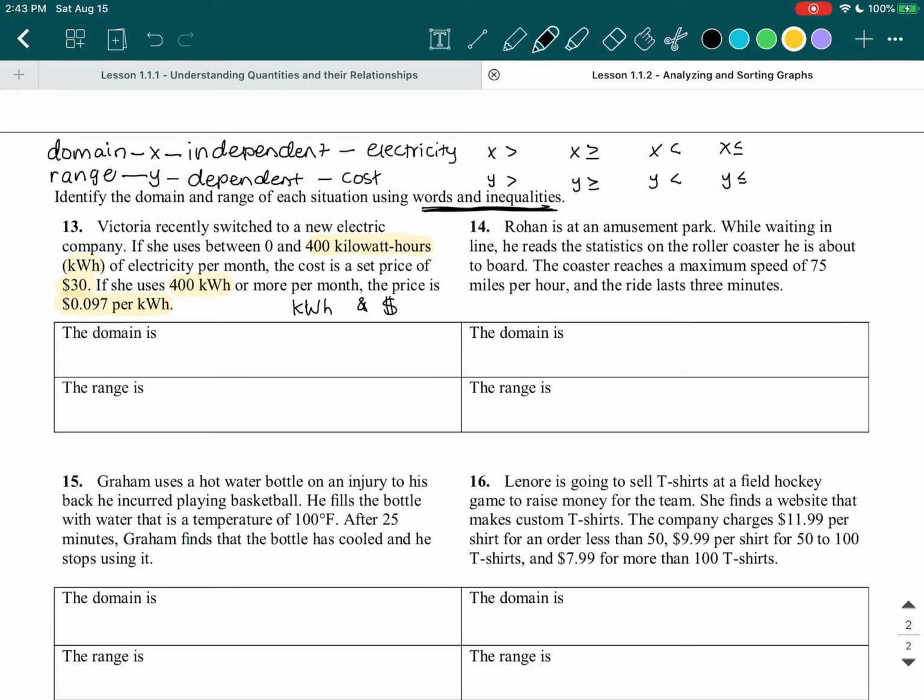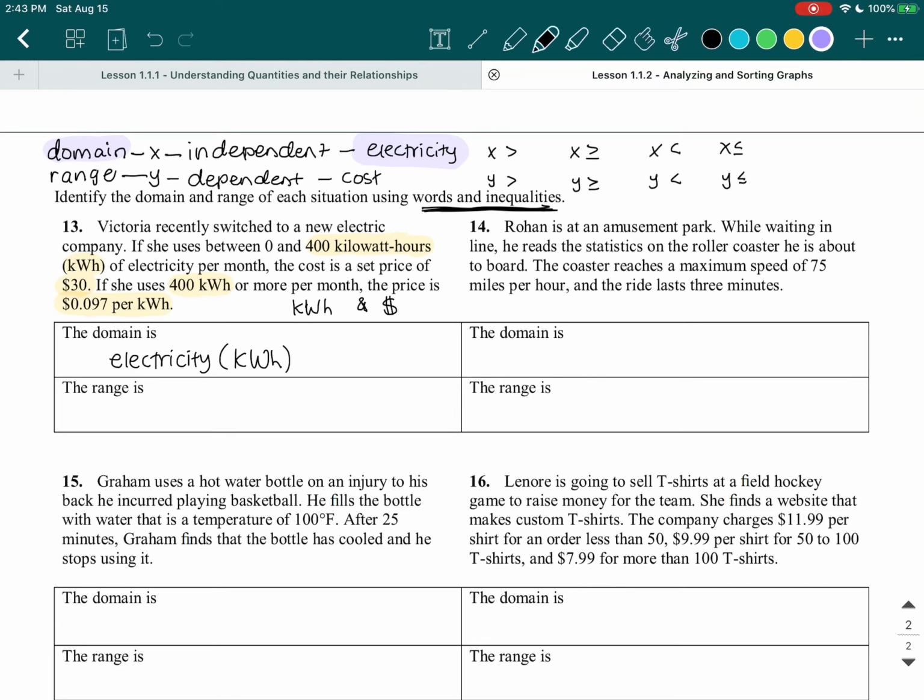Okay, so now that we have that written out, we can remember that our domain is the electricity. Remember, they're all in the same line. They're all related. So the domain is related to the electricity, or the domain is the electricity. My bad, I should say, the domain is electricity. In what units? Kilowatt hours.